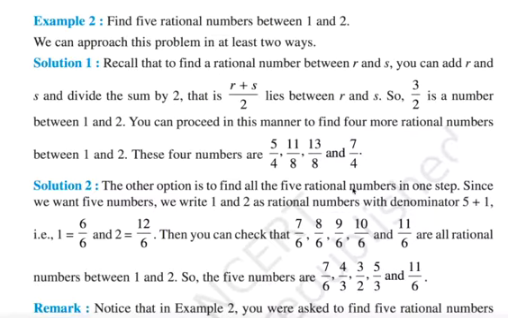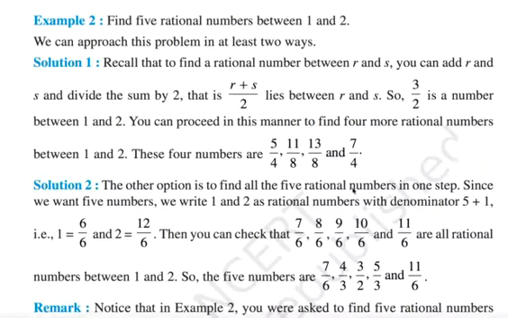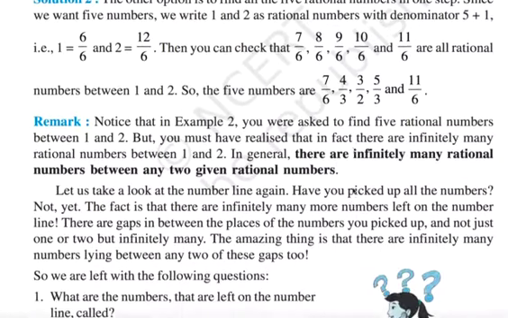That means between 1 and 3 by 2, again take the average. The other option is to find the 5 rational numbers in one step. Since we want 5 numbers, we write 1 and 2 as rational numbers with denominator 6: 6 by 6 or 12 by 6. So 7 by 6, 8 by 6, 9 by 6, 10 by 6, 11 by 6 are all the 5 rational numbers. That is the easy method.